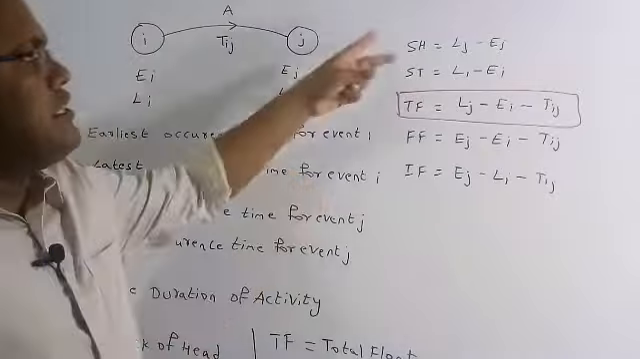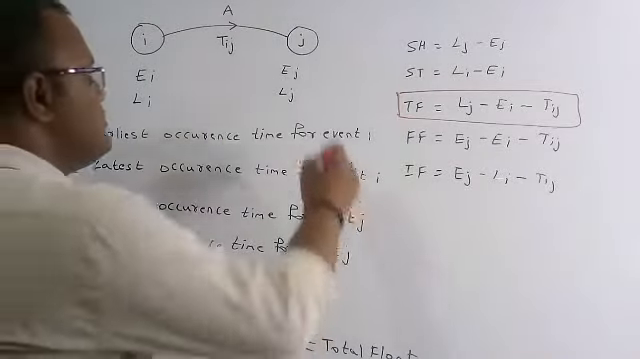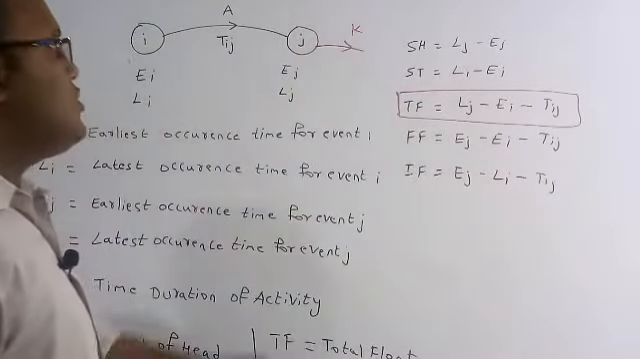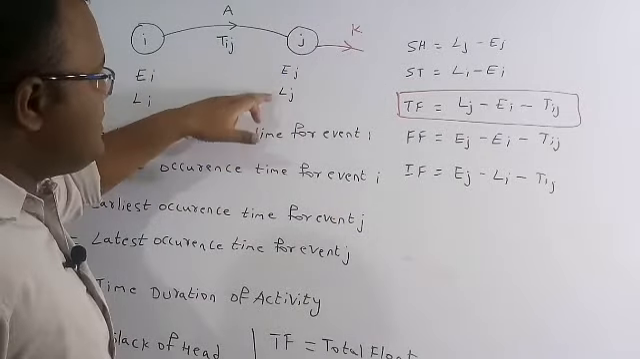See, I am going to tell you the meaning of this slack of head and slack of tail. Suppose there is another event. Let me take the event as some k. So in order for this event k to happen, this event has to finish in this duration only.